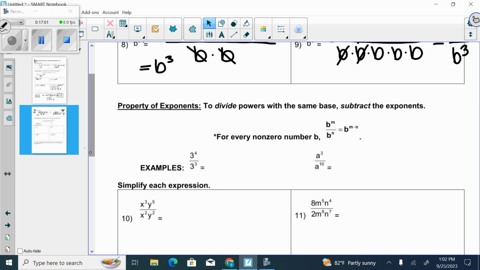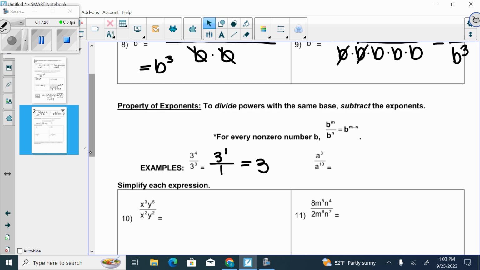More in the top. So my 3 to the 1, or just 3, goes in the top, and your 1 goes in the bottom. Okay? But anything divided by 1 is itself. So this would just be 3 to the first, or just 3.